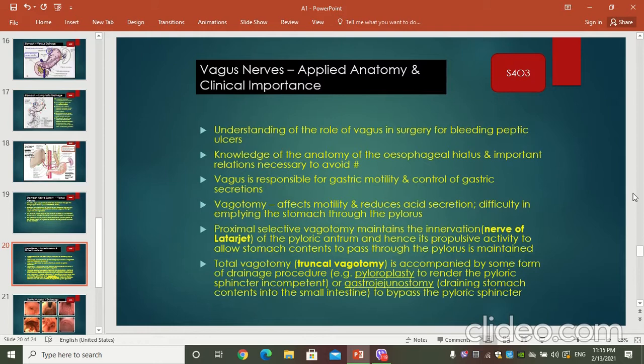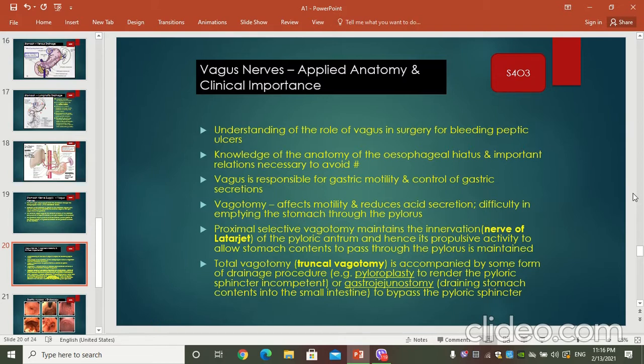Understanding the role of the vagus is important in surgery for bleeding peptic ulcers. Knowledge of the anatomy of the esophageal hiatus and important relations is necessary to avoid injuries. The vagus is responsible for gastric motility and control of gastric secretion. So vagotomy, the operation done to cut the vagus nerve, decreases acid secretion, but affects motility, causing difficulty in emptying the stomach through the pylorus.